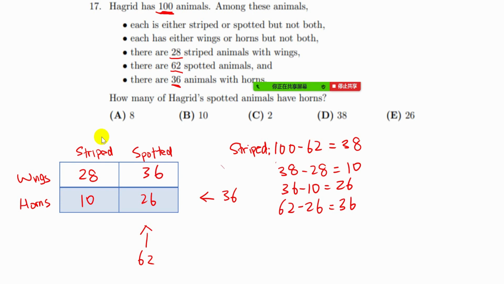And then it asks how many of Hagrid's spotted animals have horns. So we want to know the answer in this place, and then it would be 26. So Hagrid has 26 spotted animals with horns, and we choose E.